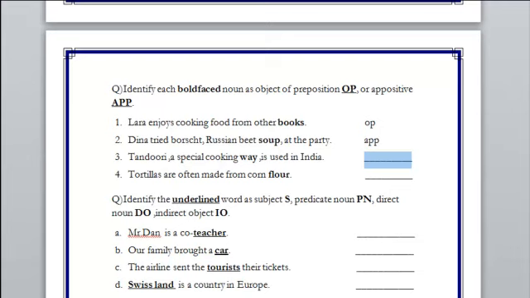Okay, tandoori, a special cooking way, is used in India, and way here will be, yes, I can hear the answer, it's APP. Why? Because way comes in the part that has a comma before and a comma after, and this part identifies the noun we have, which is tandoori. The next one, the last one in this question: Tortillas are often made from corn flour. So what is corn flour? It is OP, because it's a preposition phrase and this is the object of the preposition. It's the same as the first one, it's from. Okay, so this is for this question.